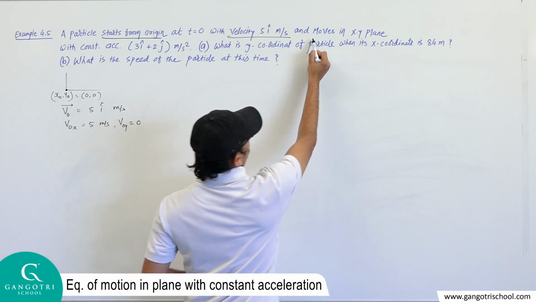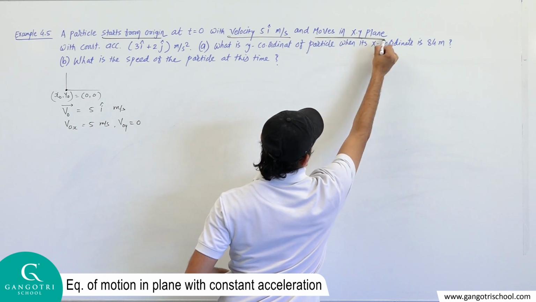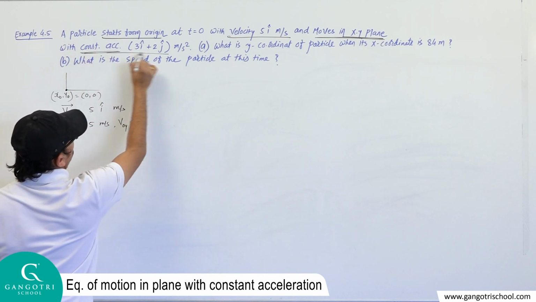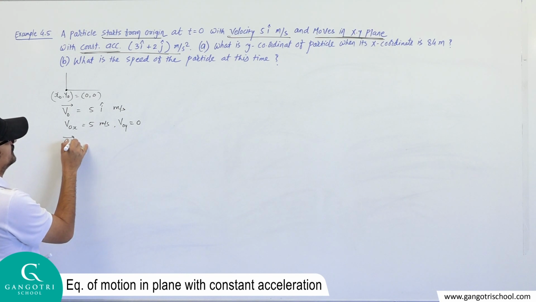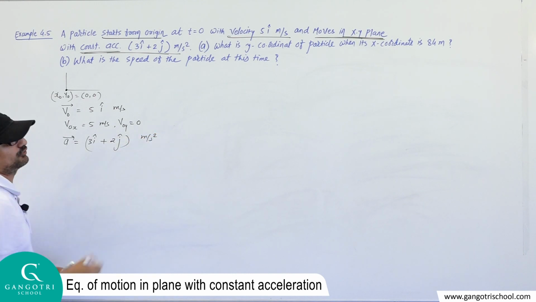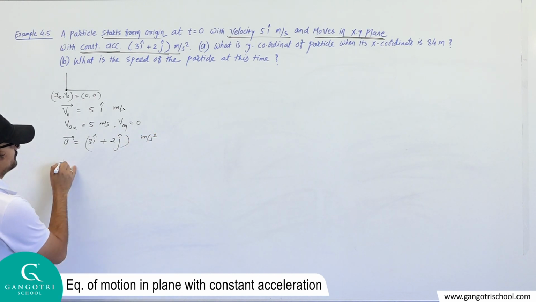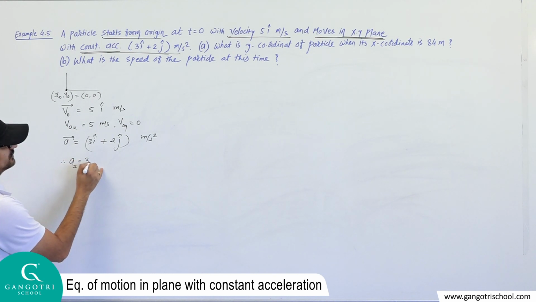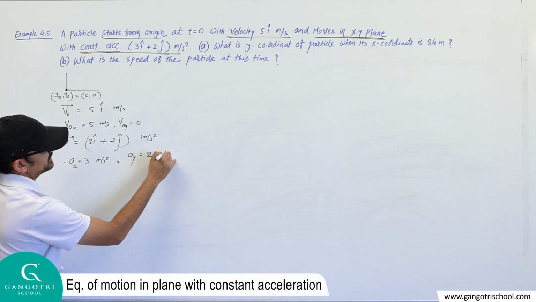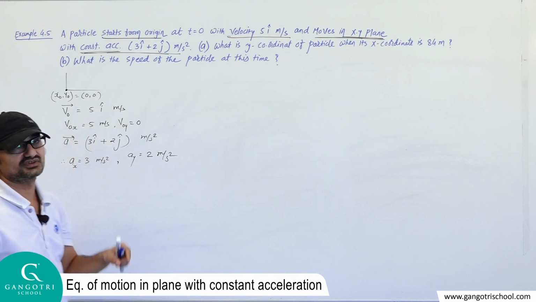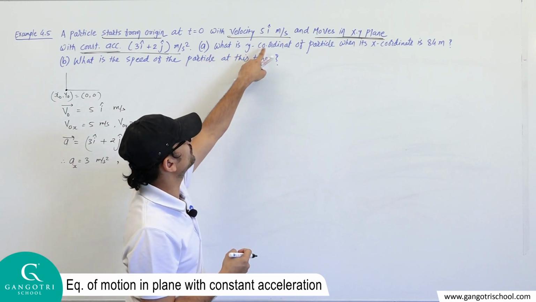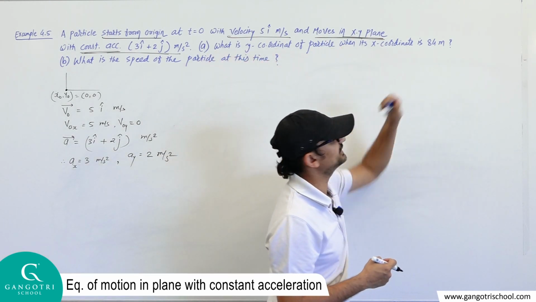After that it moves in the xy plane. The particle performs, remember, two-dimensional motion with constant acceleration, and acceleration is also given to us: 3i caret plus 2j caret meter per second square is the constant acceleration. From this also it is very clear that the x component of acceleration is 3 meter per second square, and the y component of acceleration is 2 meter per second square. So these are the information taken from the question. What do they ask? What is the y coordinate of the particle when its x coordinate is 84 meter?